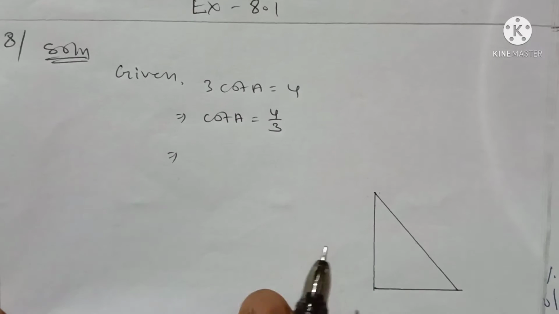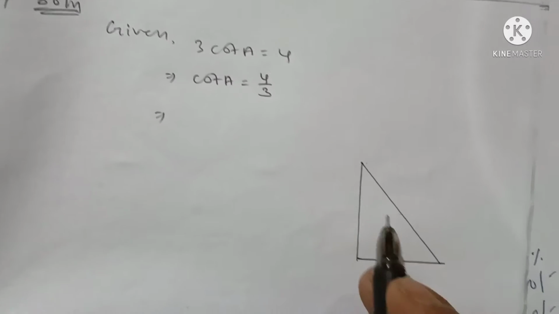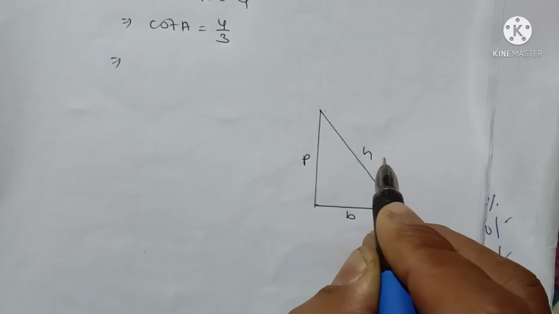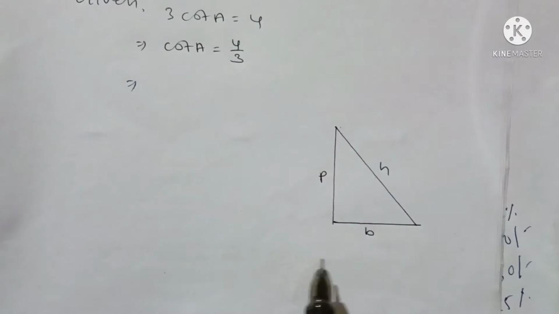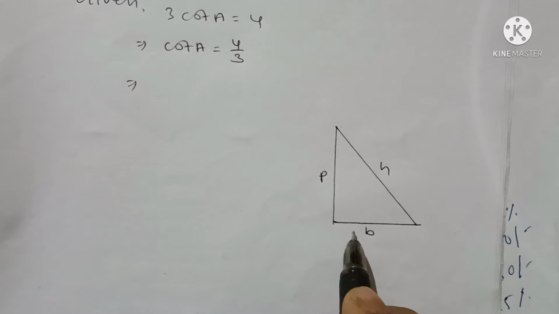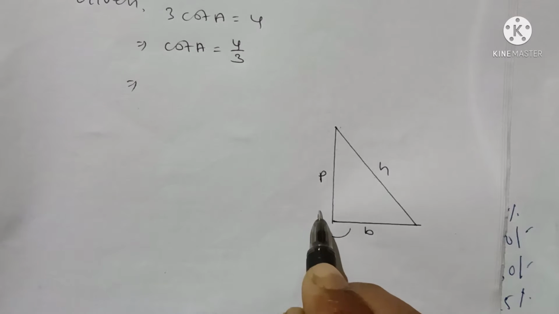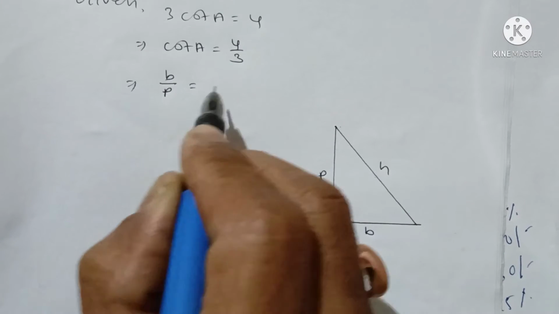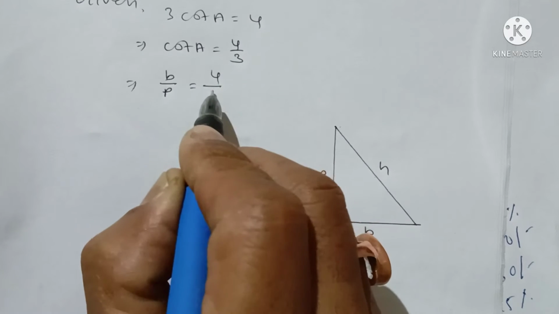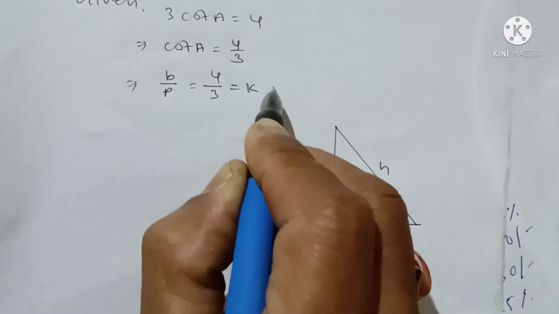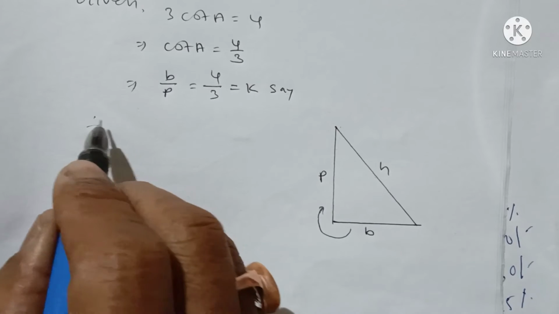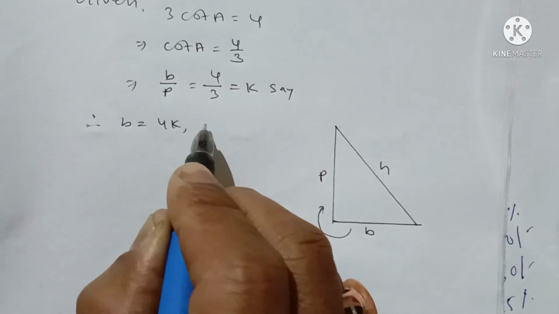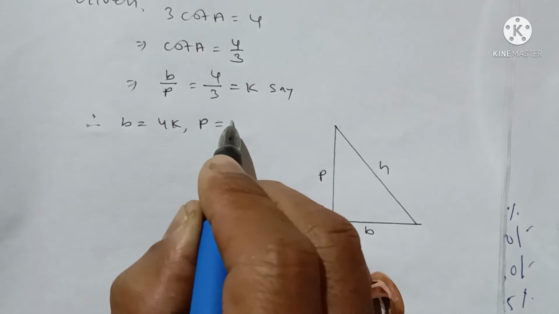Then we have to draw a right triangle. Here, this is perpendicular, this is base, this is hypotenuse. Then cot A. Cot A means what? Base by perpendicular, B by P. This is equal to 4 by 3. Say this is K, then we have got B is equal to 4K, then P is equal to 3K.